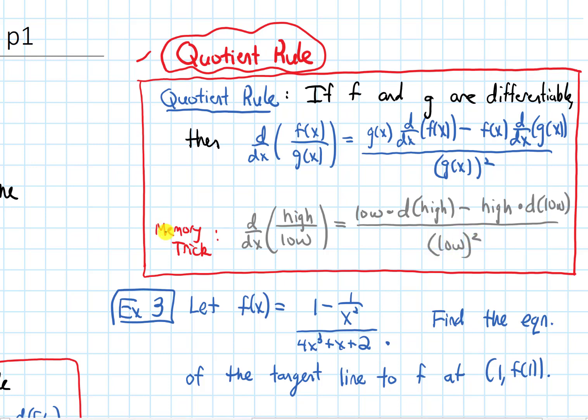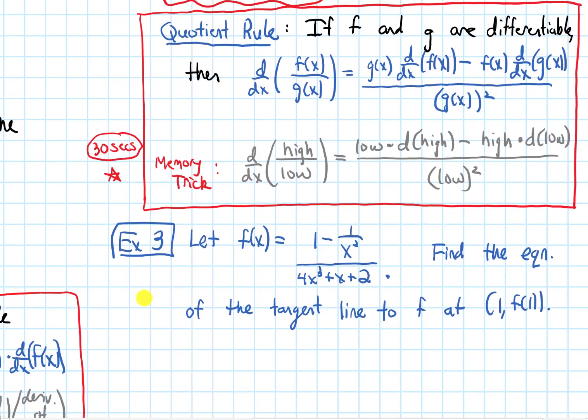Just like with the product rule memory trick, I'm going to have us pause for a quick 30 seconds, and just chant this memory trick a couple of times. So the derivative of high over low is low d high minus high d low over low squared. One more time. It's low d high minus high d low over low squared. Pause it for another 10 seconds or so and just chant that a couple of times on your own. Alrighty, so hopefully you did that, and let's do an example now.